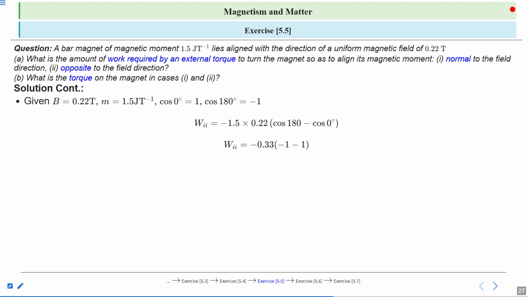is minus 0.33 times... and cos 180 degrees is minus 1, cos 0 degrees is also minus 1. Oh, sorry, 1. And the minus is in the formula, so this minus will remain as it is. Cos 0 degrees is 1, cos 180 degrees is minus 1, so minus 1 minus 1 is minus 2. So this minus and this minus 2 will cancel out. So 0.33 into 2 results in work in the second part of 0.66 joule. So the work done to rotate the bar magnet from its stable equilibrium position to unstable equilibrium position is 0.66 joule.